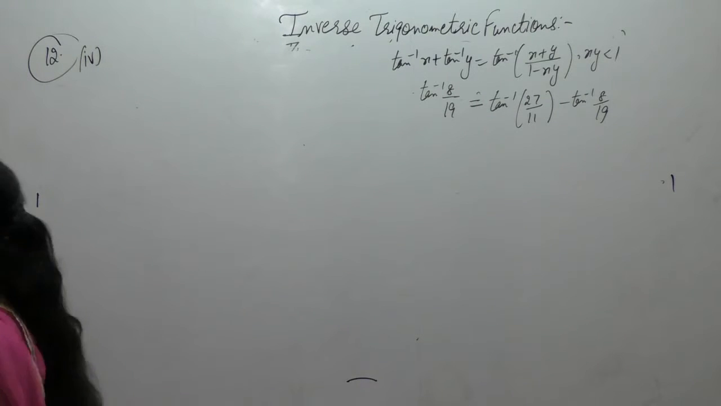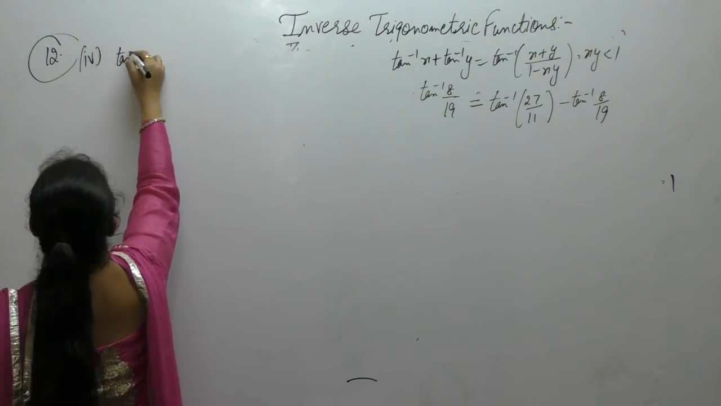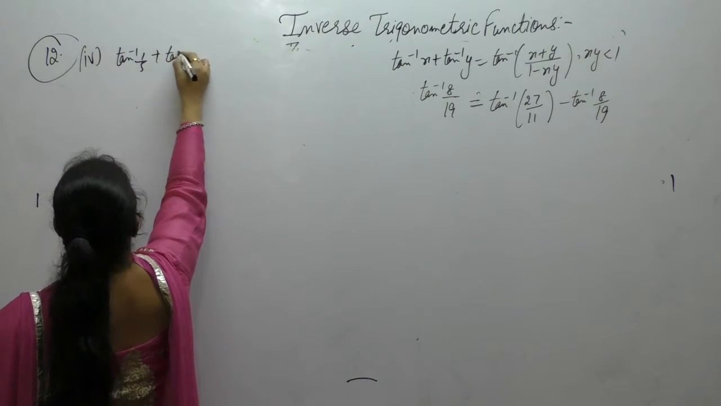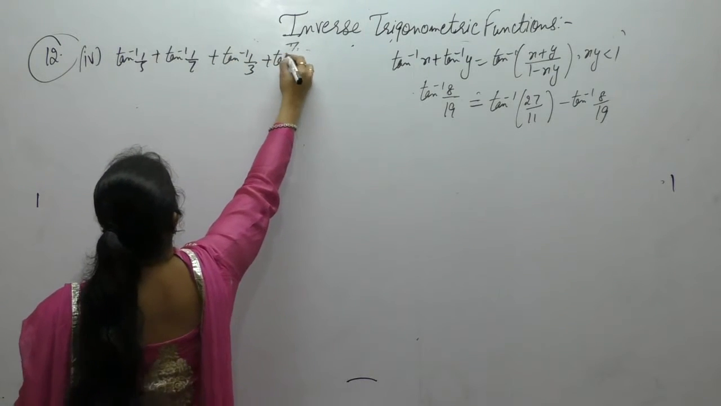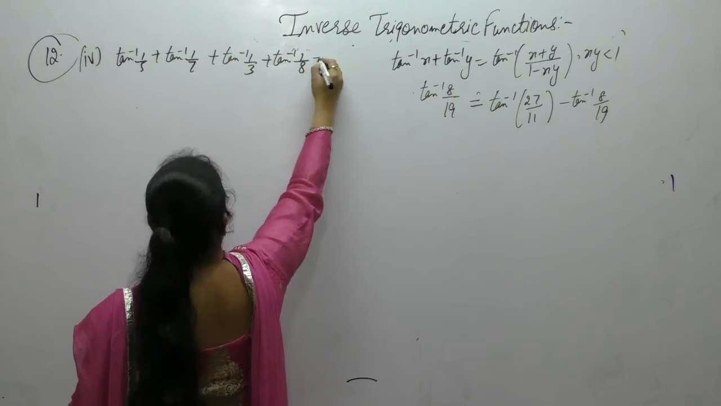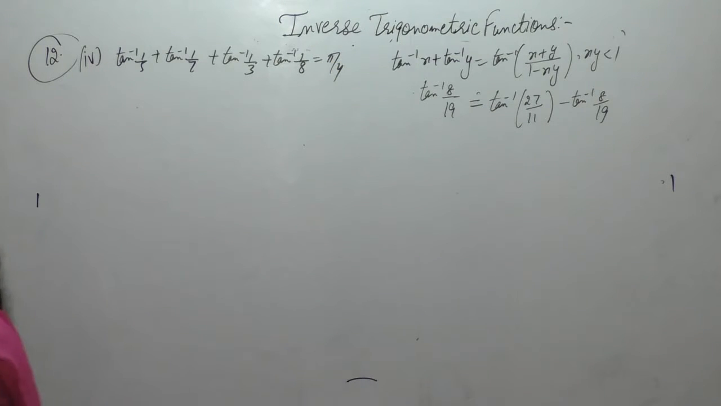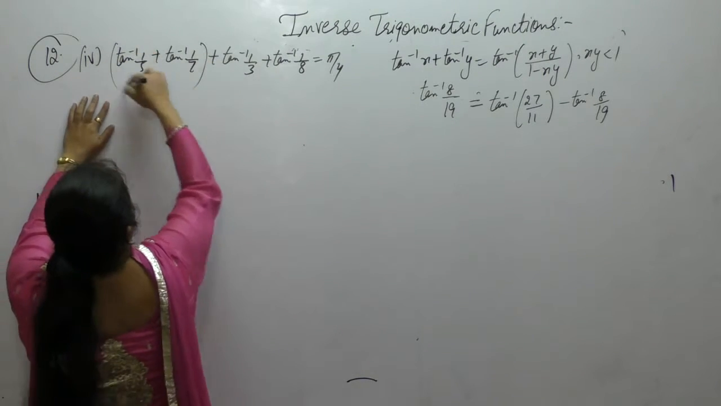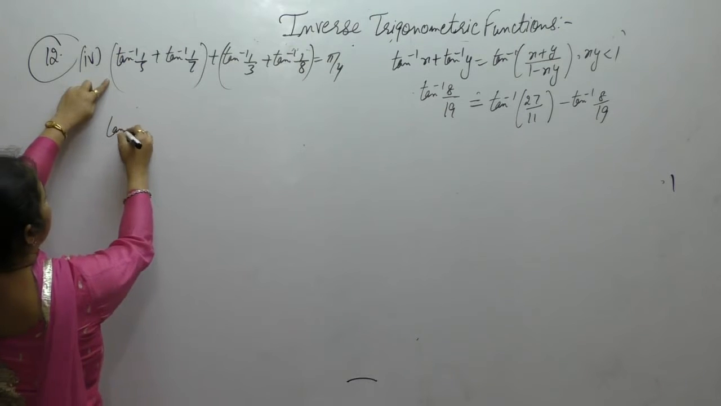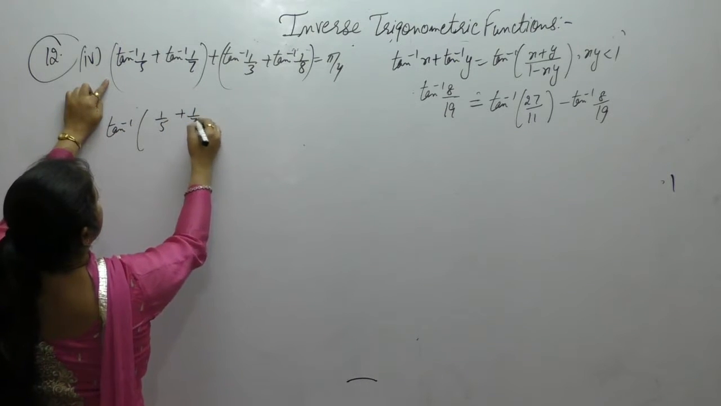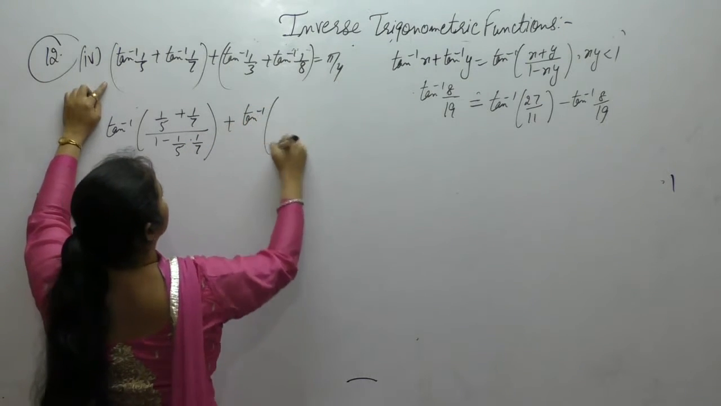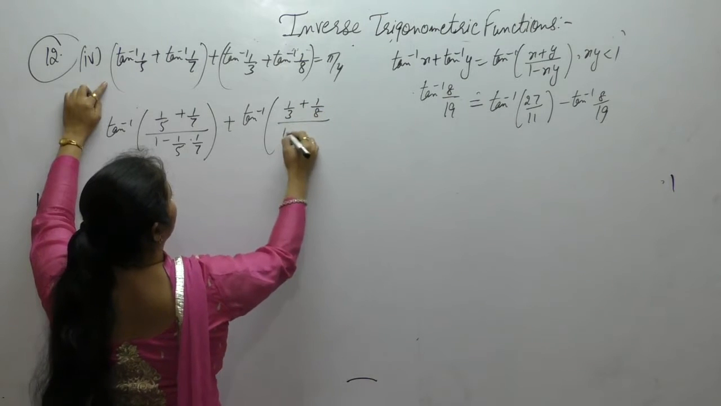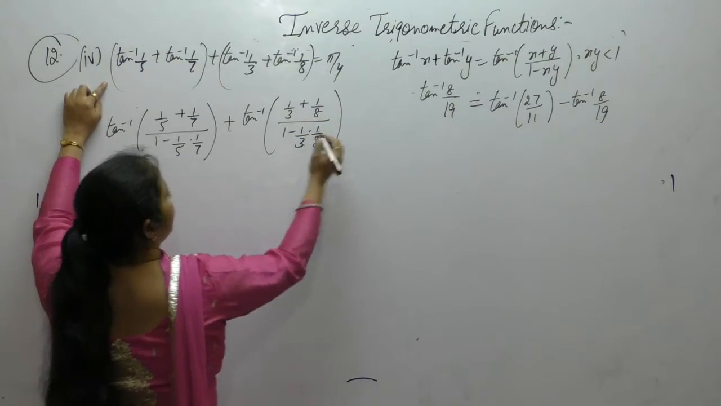Prove that tan inverse 1 by 5 plus tan inverse 1 by 7 plus tan inverse 1 by 3 plus tan inverse 1 by 8 is equal to pi by 4. So apply the formula here. Tan inverse A plus tan inverse B is tan inverse A plus B upon 1 minus A into B.